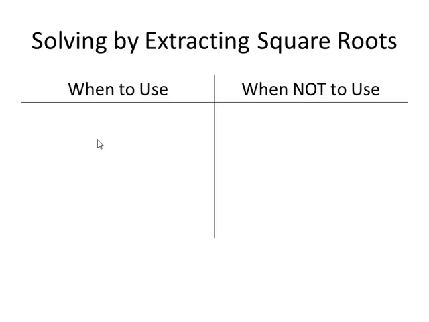The ideal situation for extracting square roots is whenever you have an equation that contains only a square and constant terms. So one example would be something like this, where I have a squared term equal to a constant. I could multiply out x plus 2 by itself and then subtract 30, but there's a lot more work using that technique than just using the technique I'm about to show you.